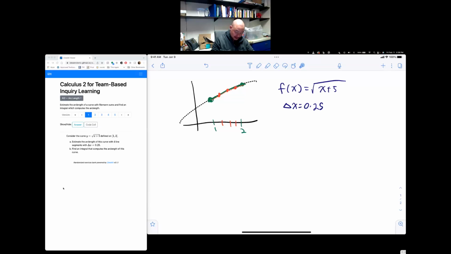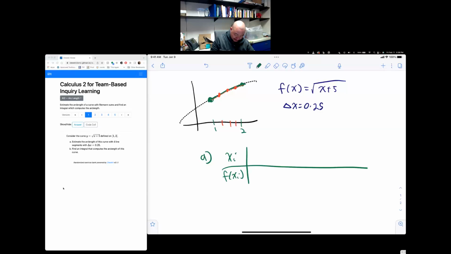And so let's go ahead and talk about part A to begin with. While working with part A, I want to utilize the distance formula to compute the length of all 4 of my segments here. So in order to do that, I need to know both the x values and the y values of all 5 of these points. And so I'm going to go ahead and compile this information into a table here.